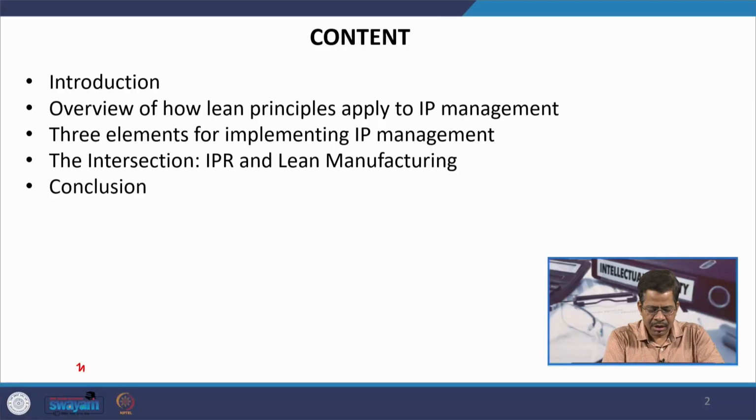Now, in this particular session, we will see how lean principles may be applied to our IP management activities, what are the principles and elements of implementing the idea of lean into IP management. Then we will see the intersection of intellectual property rights and the concept of lean manufacturing.